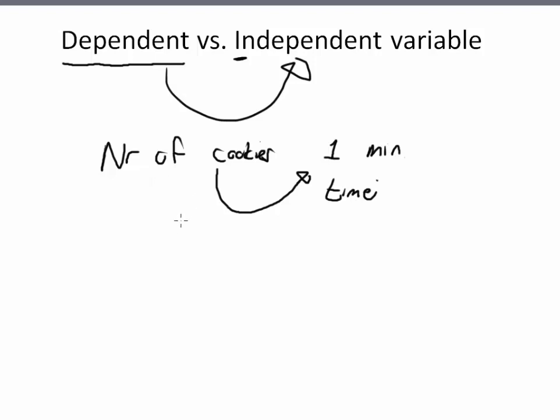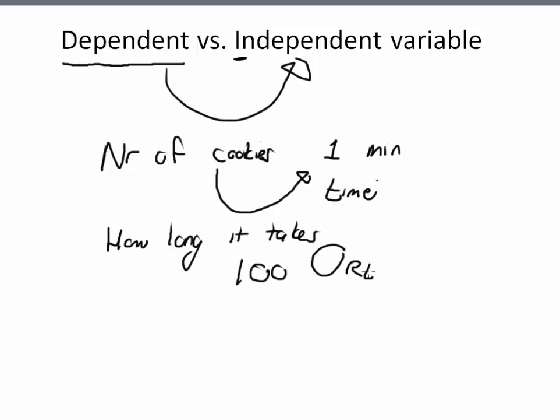Now let's do another example here using the same variables and just switch it around. If we wanted to know how long it takes, let's say a grade 12 learner, to eat 100 Oreo cookies. Dream come true for many of us. 100 Oreo cookies. So how long does it take to eat 100 Oreo cookies? Now the two variables, once again, will be number of cookies as well as the time.